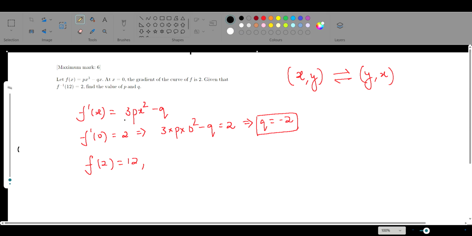So I need to put x as 0 so that you can equate it with the 2. X is equal to 0 so that the value will be equal to 2. So when I substitute x is equal to 0, that value is equal to 2. So it's 3p times 0 square minus q is equal to 2, and hence my q is equal to minus 2. Directly I'm getting it from here.